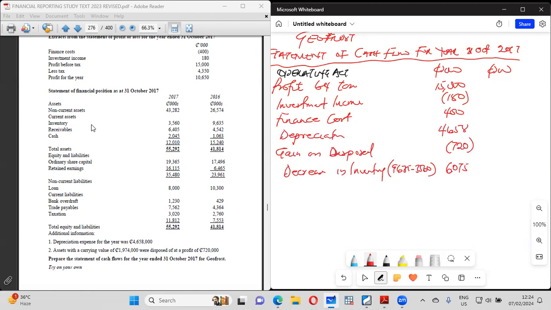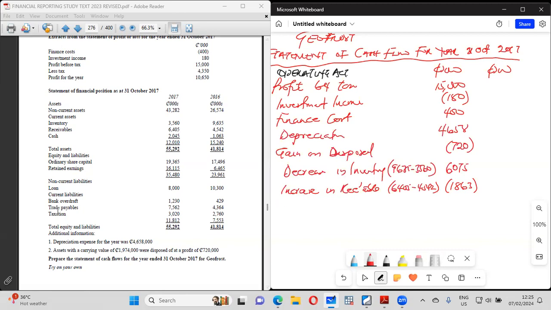All right, what about the receivables? Receivables is an increase. So increase in receivables, what does it mean? It's an outflow. It means that my money has gone to my debtors. 6405 minus 4542 gives me an outflow of 1863 over here. Okay, so that is that.